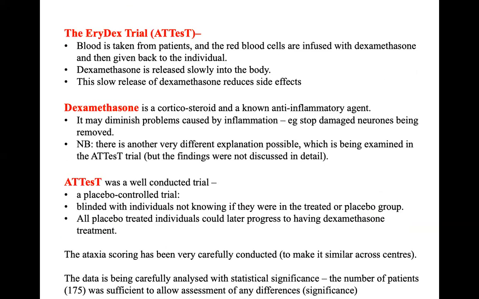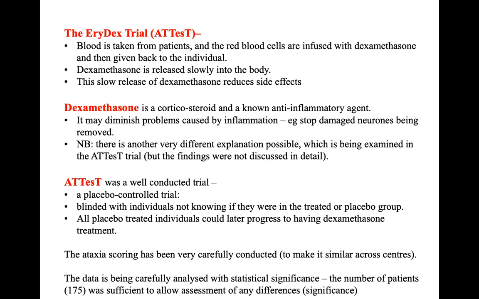Okay, so I'm now going to go through 3 trials, and the first trial is this A-test or Eritx trial. This is the one that's been carried out for the longest and had the most number of patients. Blood is taken from the patients, and then the red blood cells are infused with dexamethasone, and then that blood is given back to the individual. So they've got their own blood infused with dexamethasone being given back to them.